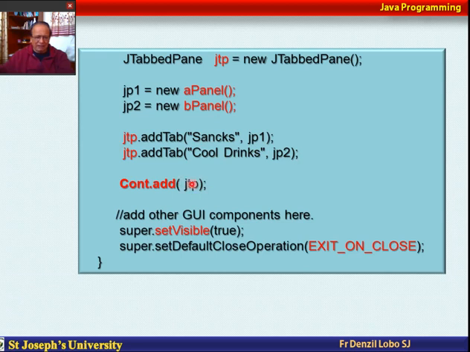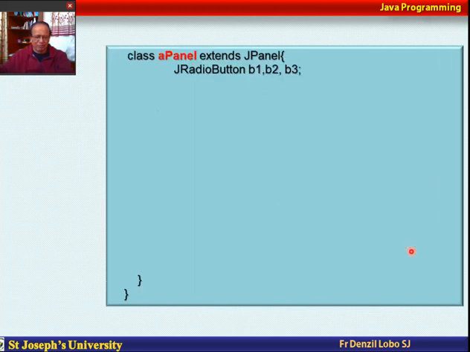Then I add this Tabbedpane to the container. So first I created the Tabbedpane, then I created these two panels, JP1 and JP2, assigned a title for each of them, and added them to JTP. We add JTP to the container. So now the container contains the Tabbedpane with the two panels. Then, as usual, this is to make it visible, and this is to exit from the program.